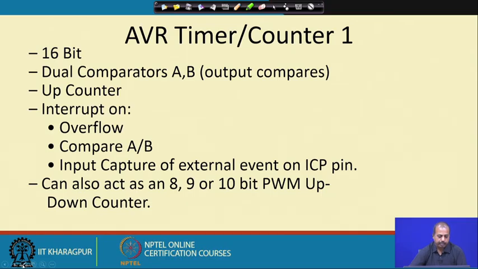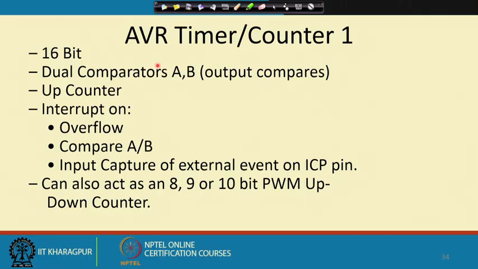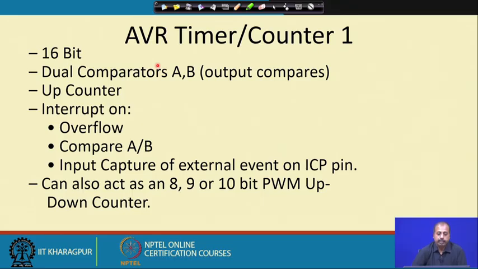Another timer that we have is a 16-bit timer, timer counter 1. It has dual comparators, A and B. There are two output comparators, A and B. Again this is an up counter. In the previous example we had only a single comparator, OCR0, but here I have two comparators, A and B. Otherwise it is the same. Interrupt on overflow is there, comparison with the A and B OCR registers is there, and input capture of external events on the ICP pin is there.